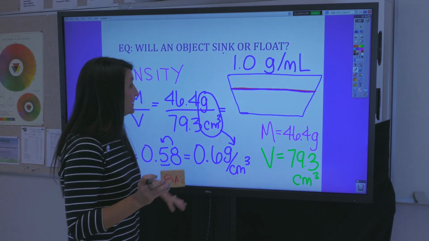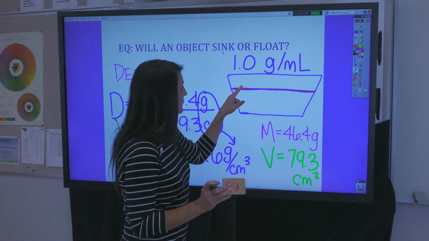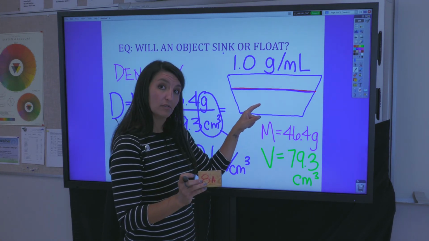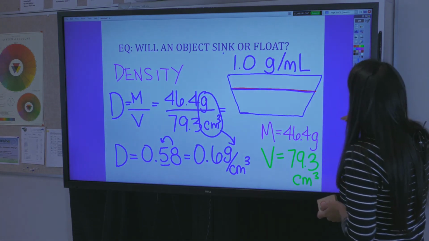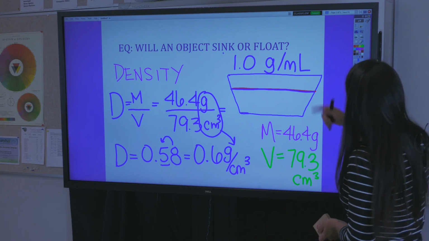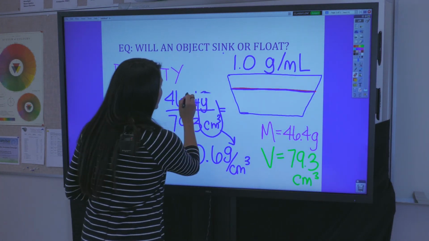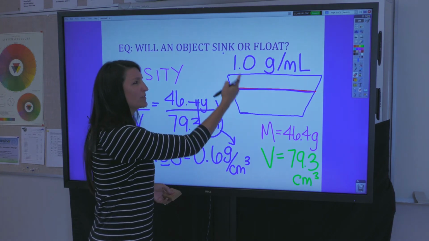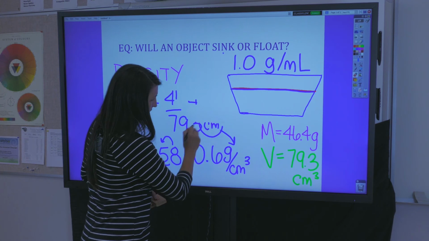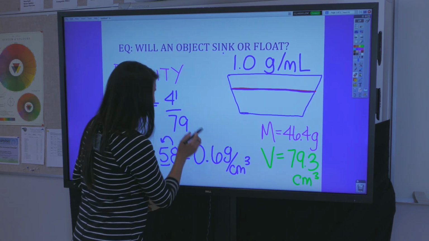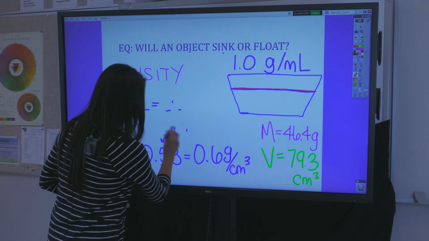So really, what we can do is take this number, change it a little bit, and then be able to draw it in this water. And I'm going to teach you how to do that right now. I would like you to come up with some ideas in your head as I'm getting this set up for us about what that would look like. If a number was greater than 1, do you think it would float or sink? If a number is less than 1, do you think it would float or sink? And what about if it was equal to 1? Where would it go then?